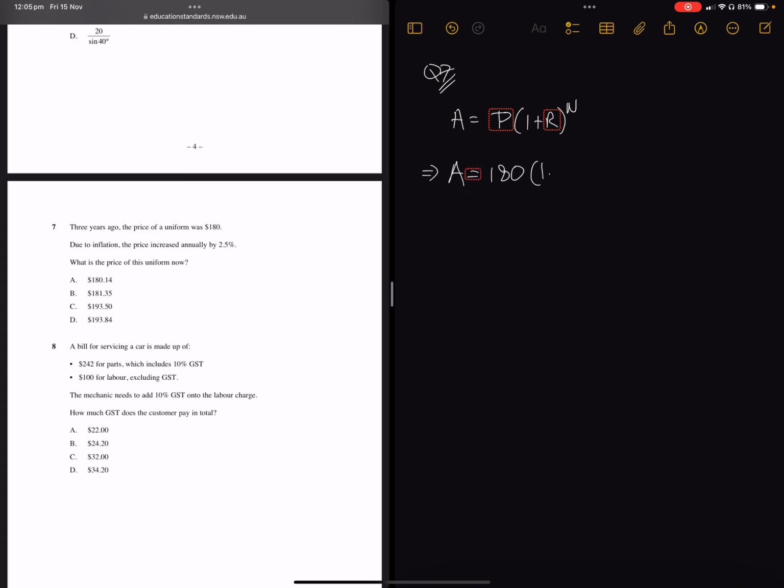2.5% as a decimal is 0.025. So 1 plus 0.025 is 1.025. This is to the power of 3. So we pop this in our calculator. 180 times 1.025 cubed. That is 193.84. So 193.84, dollars and cents, so we'd round it. The one that is pretty much exactly this answer is D. Consequently, D is our solution for question 7.